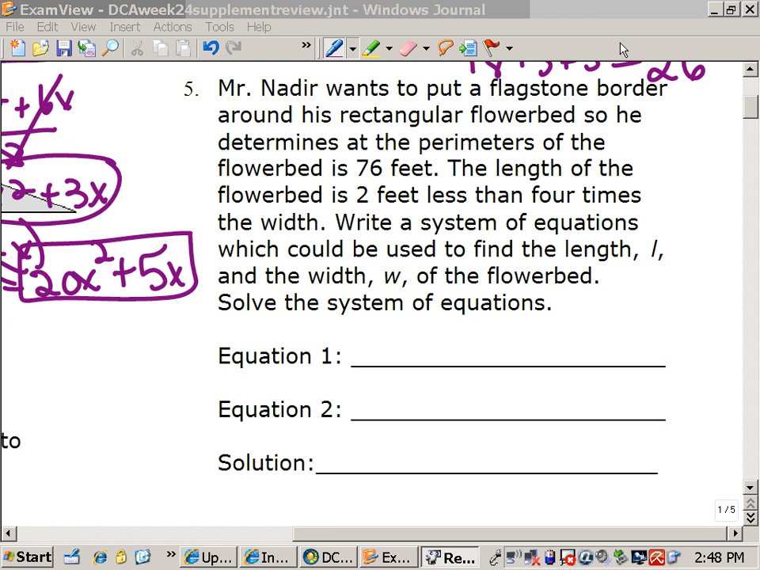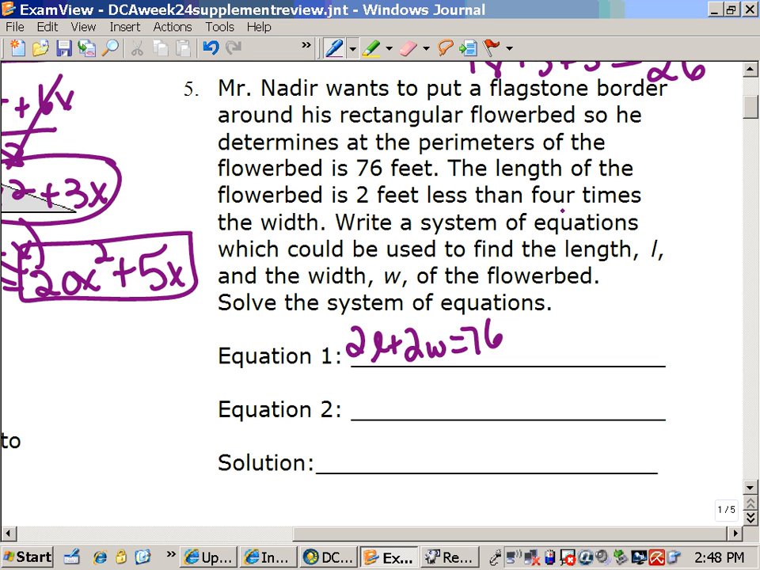All right, number 5. This is a system of equations. I've got to come up with 2 equations for my 2 problems. Okay, the perimeter of the flower bed is 76. That means I have 2L plus 2W equals 76. The second sentence says that the length is 2 feet less than 4 times the width.